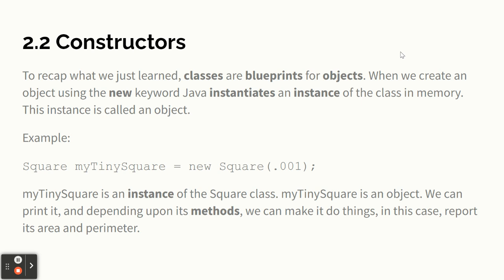Here's an example. Square myTinySquare equals new Square(0.001). myTinySquare is an instance of the Square class. myTinySquare is also an object. We could print it. We can call its methods. Questions? Yes. The class is the bit below that you wrote before, right? Okay, make sure.